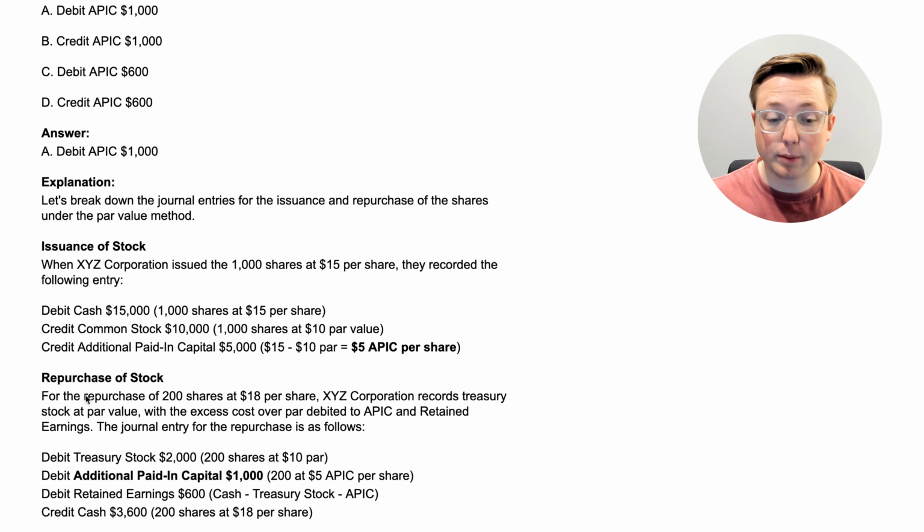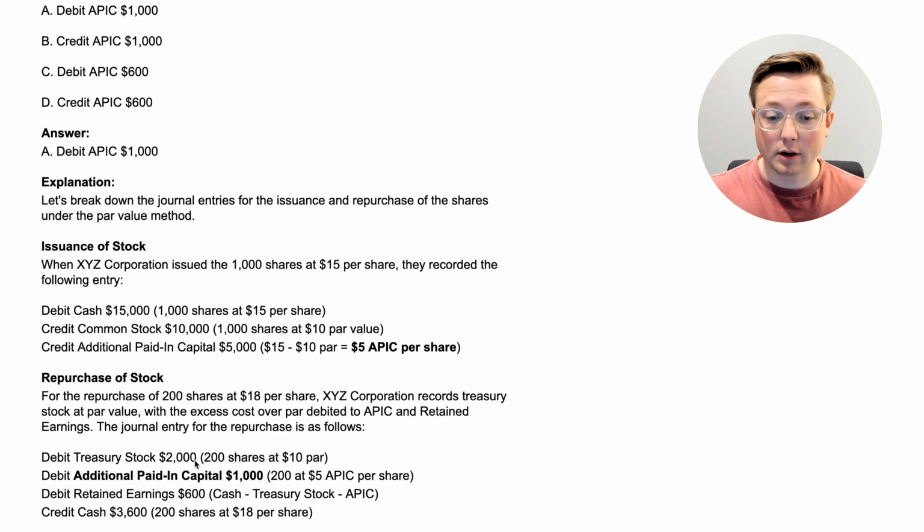Now let's go down to the repurchase of stock. This is where the treasury stock comes in. They repurchased 200 shares at $18 per share. So they spent, again, $18 per share for 200 shares to buy back their own stock. And since they're using the par value method, that's where this additional paid in capital per share comes in. Let's go down to the journal entry.